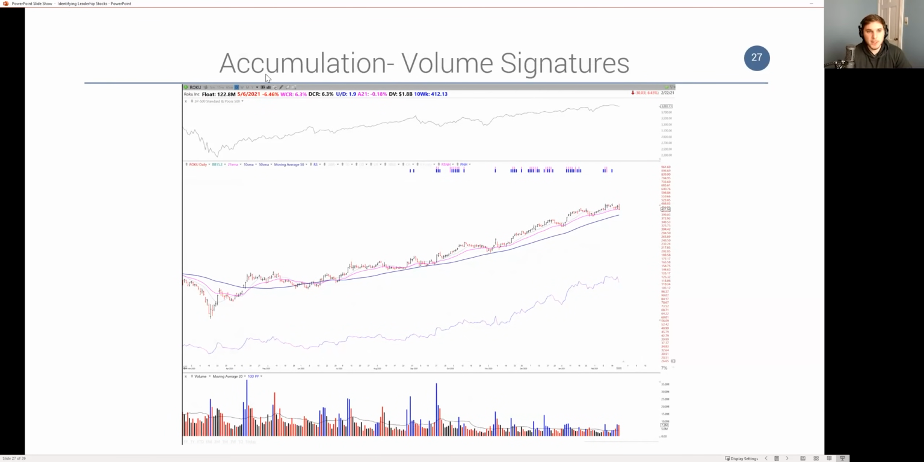So the next thing I want to talk about is accumulation, so volume signatures. Basically I want to look down here and see as many big blue spikes as you can. And this is a sign that institutions are still accumulating shares. These big spikes are signs of institutional activity, and if they're blue, that is great, especially on earnings gap ups. You want to see as many of those as you can.